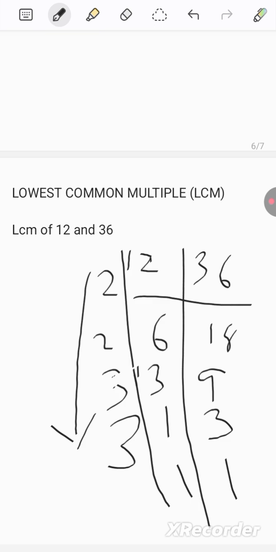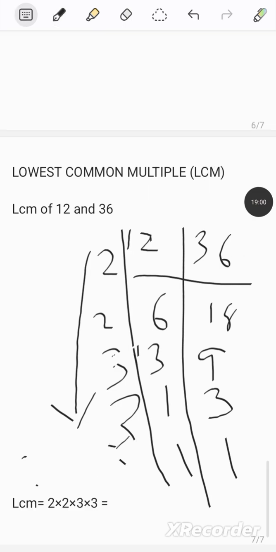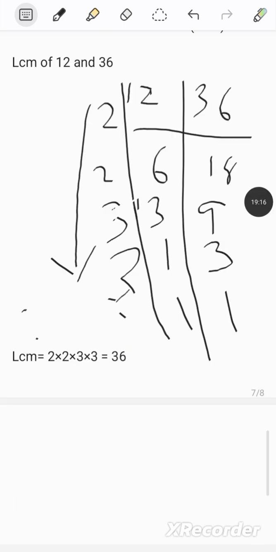So the LCM would be 2 times 2 times 3 times 3, which is the same thing as 2 to the power of 2 times 3 to the power of 2, or 4 times 9, which is 36. Therefore, the LCM of 12 and 36 is 36.